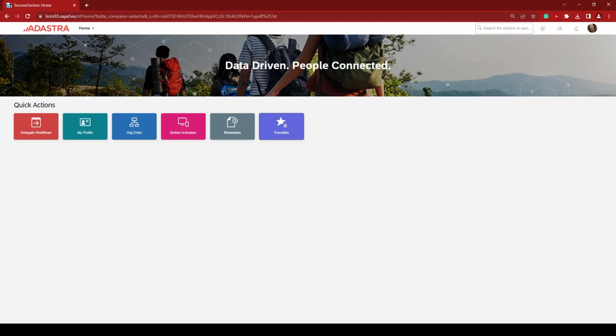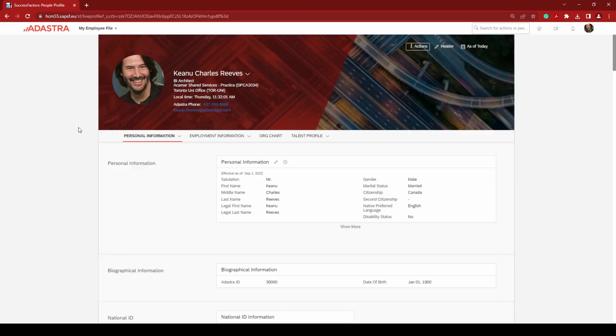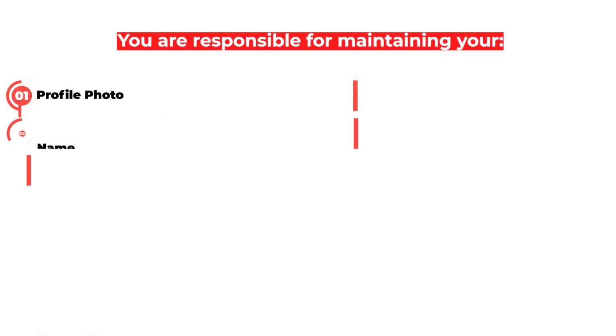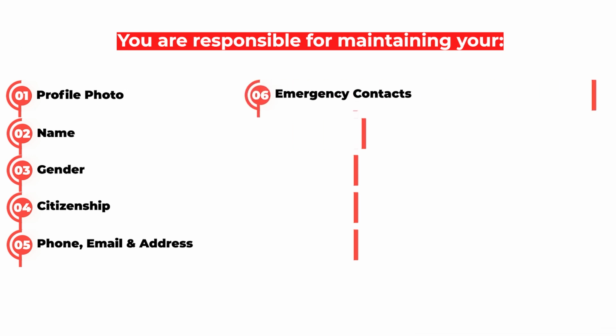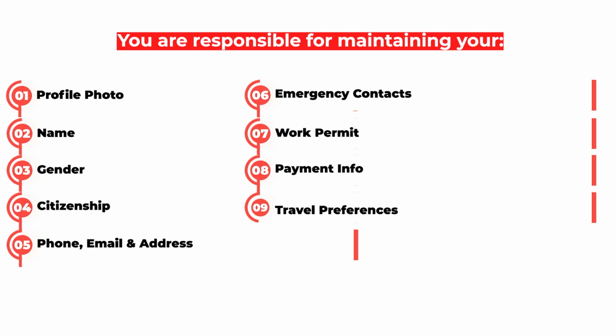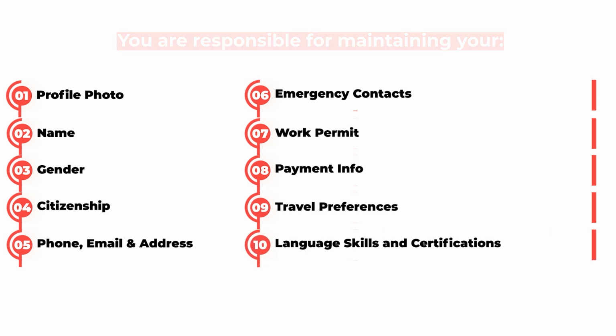Now let's take a deeper dive into your profile. Here you can view and edit your personal information. Plus, you can view your contractual and pay rate data. Be sure to validate the data in your contractor profile and keep your data up to date, including your profile photo, name, gender, citizenship, phone, email, and address details, emergency contacts, work permit details if applicable, payment info, travel preferences, as well as language skills and certifications.